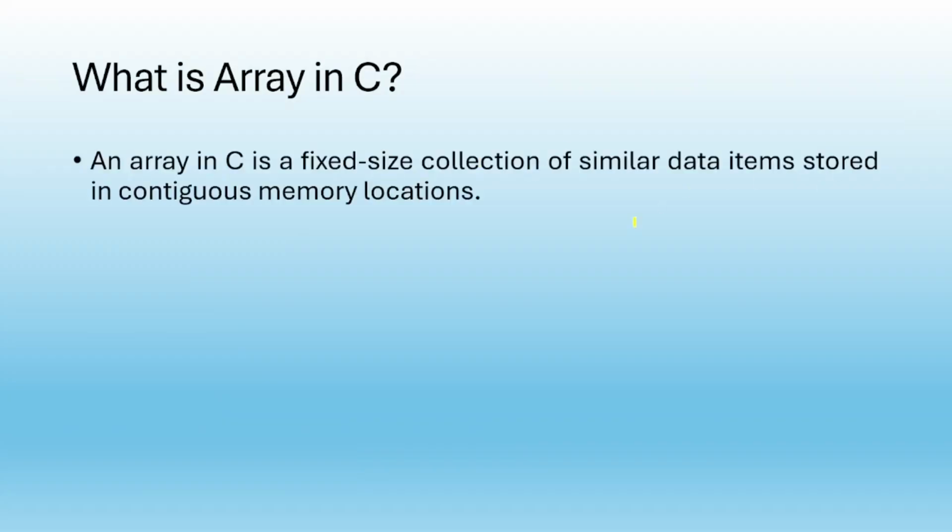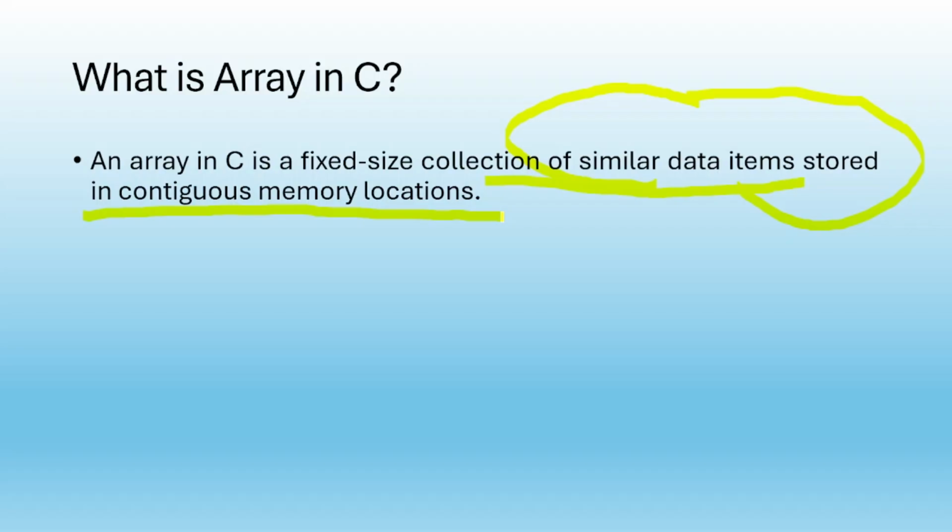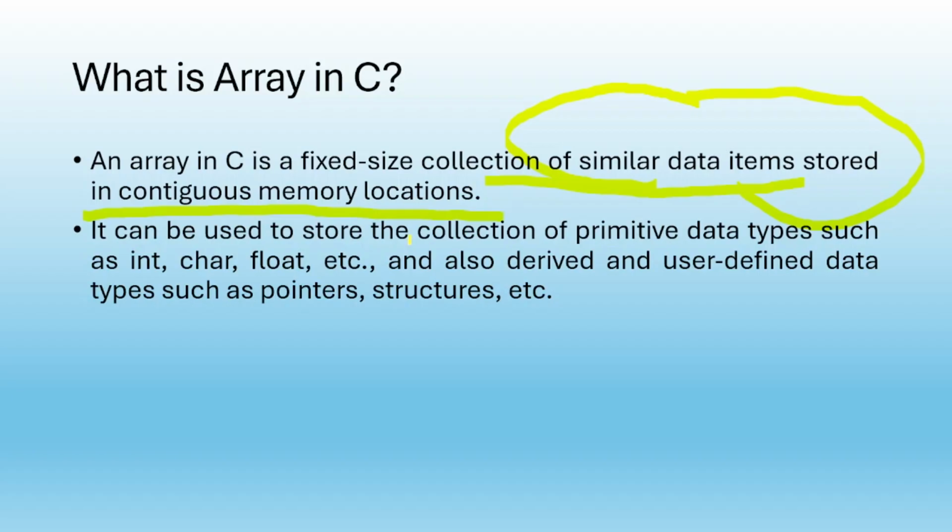An array in C is a fixed size collection of similar data items. Listen carefully, it is a collection of data items of the same data type, and they are stored in contiguous memory locations. I will tell you an example of memory allocation also. It can be used to store a collection of primitive data types such as integer, character, float, and also derived and user defined data types such as pointers and structures. So we can also create an array of structures, along with an array of integers, array of characters, array of floats.